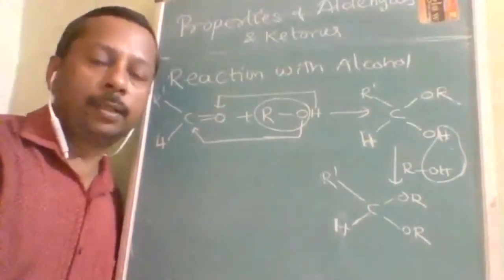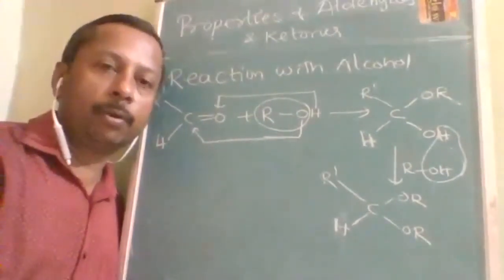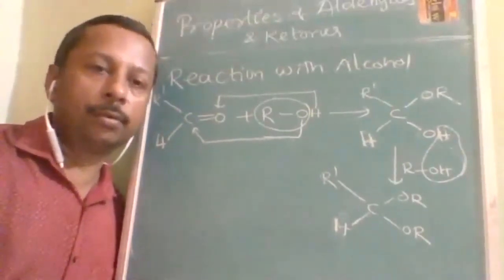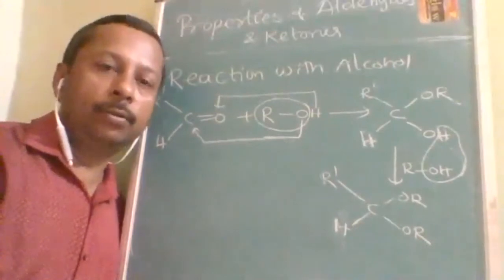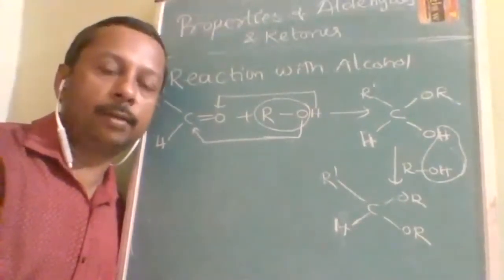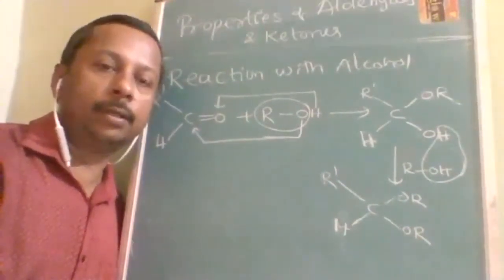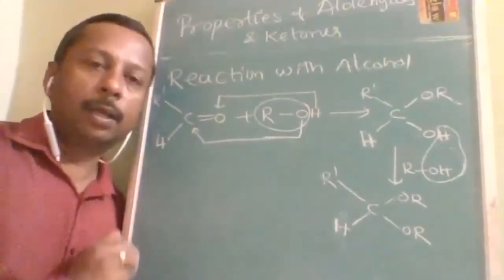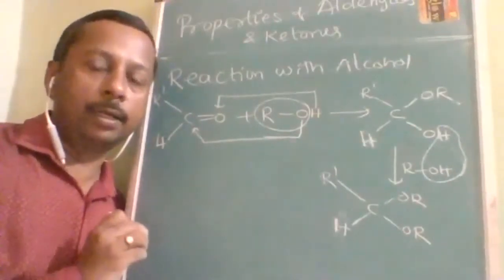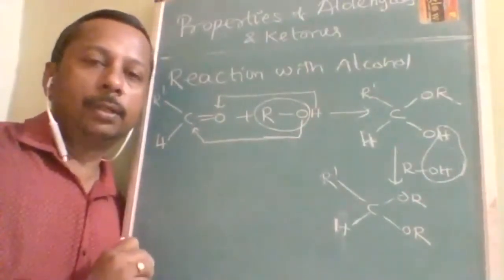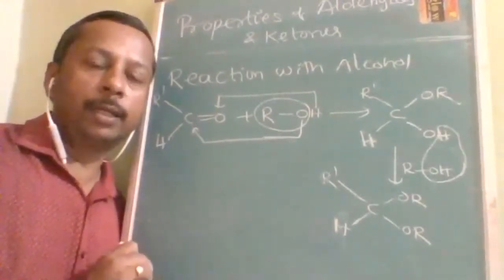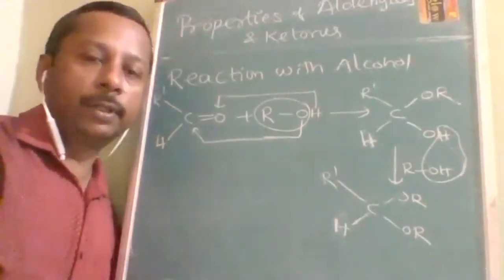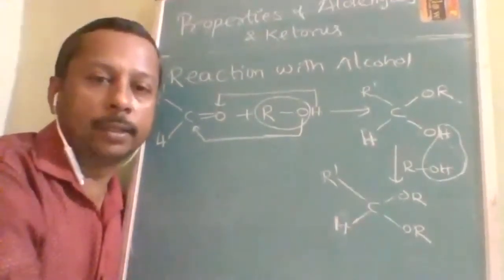Okay, so these are the chemical properties. In chemical properties, the most important is nucleophilic addition. Out of the nucleophilic reactions, which is more reactive? The general order of reactivity will be formaldehyde greater than aldehyde greater than ketone. These are some important points of the chemical properties of aldehyde and ketone. I think everything is clear now. That's all for this lecture.